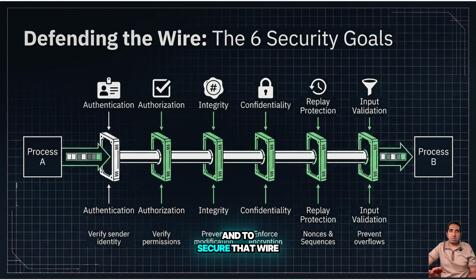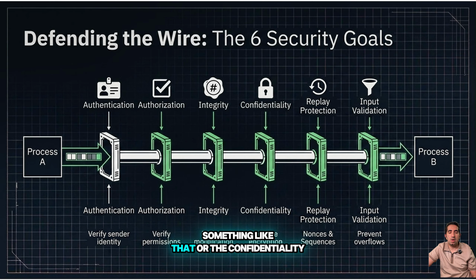And to secure that wire, we need six defense gates. First, authentication, for example, verify who is talking. Authorization means check if they have permission to perform that action. Integrity means ensure the message wasn't modified, for example, not changing 500 to 5,000.